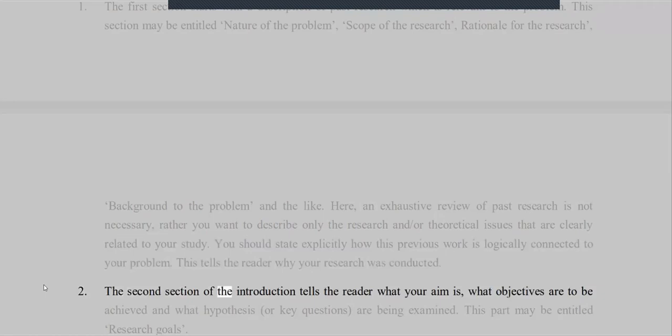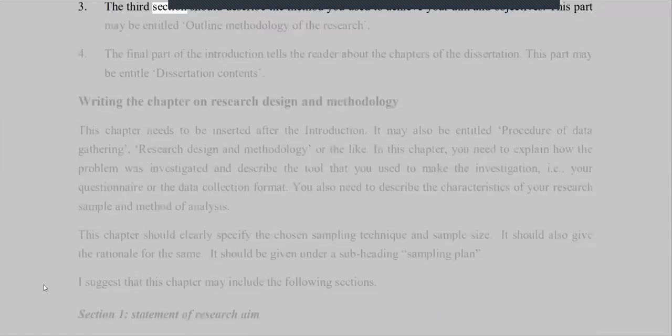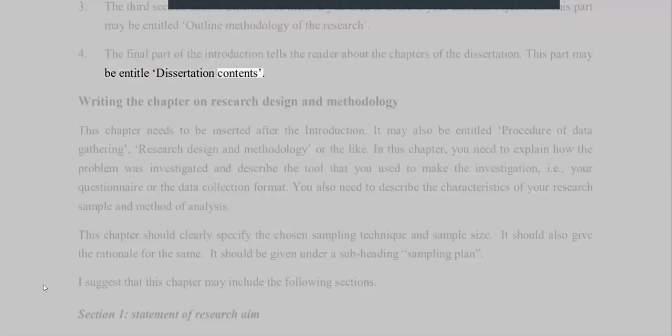2. The second section of the introduction tells the reader what your aim is, what objectives are to be achieved, and what hypotheses or key questions are being examined. This part may be entitled Research Goals. 3. The third section should describe the method you used to achieve your aim and objectives. This part may be entitled Outline Methodology of the Research. 4. The final part of the introduction tells the reader about the chapters of the dissertation. This part may be entitled Dissertation Contents.